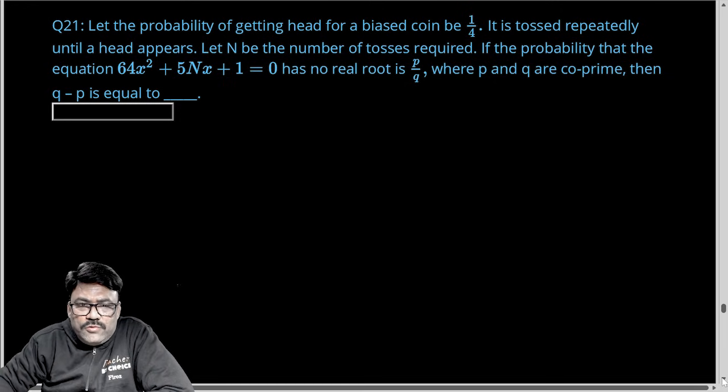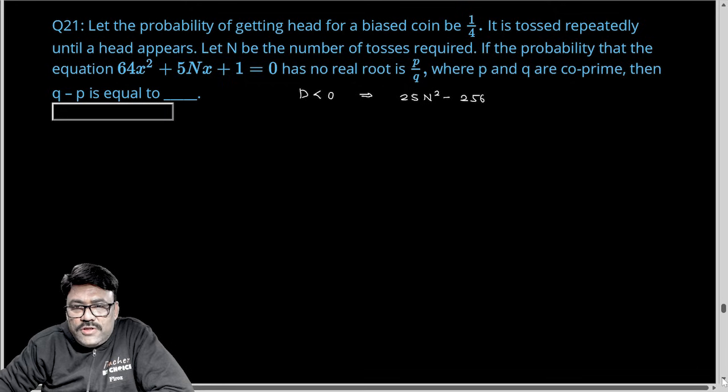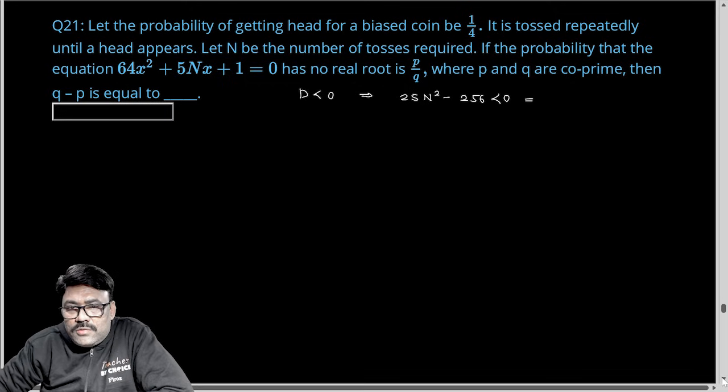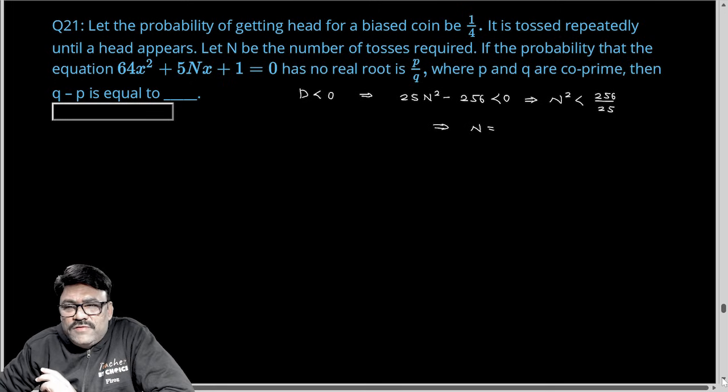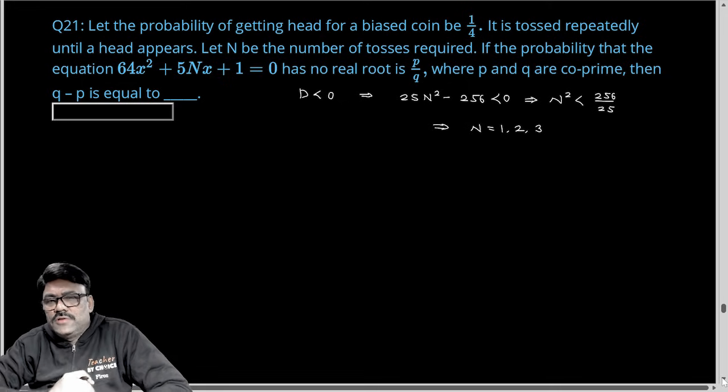See, this equation has no real root, so its discriminant should be less than 0. And the discriminant is 25n square minus 4ac, which is 256. It should be less than 0. So hence n square is less than 256 by 25. And n is a natural number here, the number of tosses. 256 by 25 is basically 10 point something. So n can be 1 or 2 or 3.